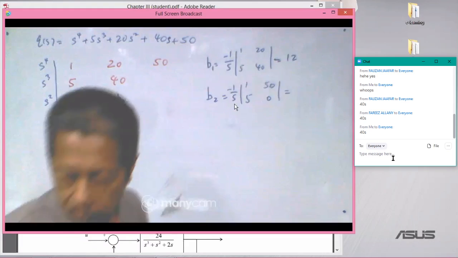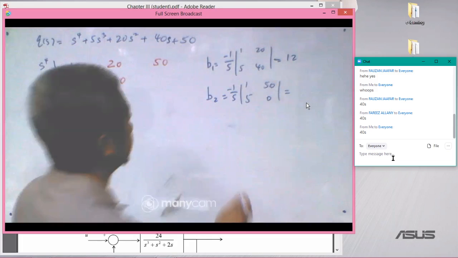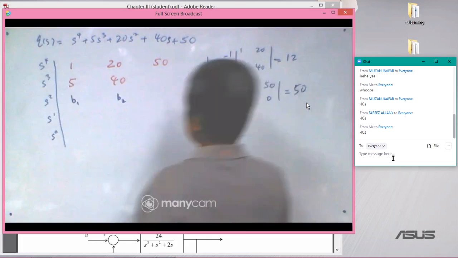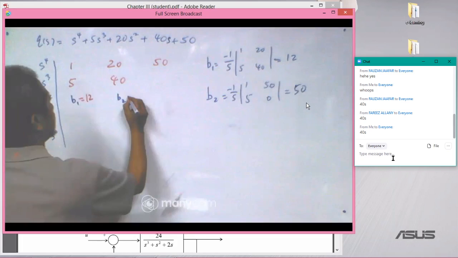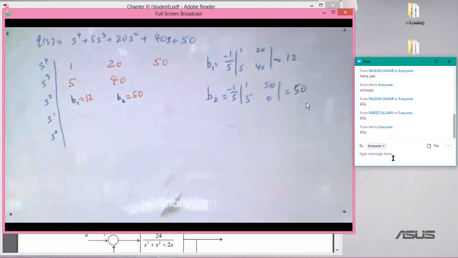For B2, the multiplier is the same. The first column is the same, 1, 5, and you just change the second column, 50 and 0. Then you can evaluate that, and that's going to be 50. So B1 is equal to 12, and B2 is equal to 50. That's it, so you continue from there.